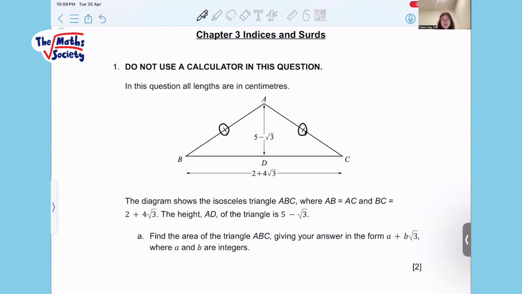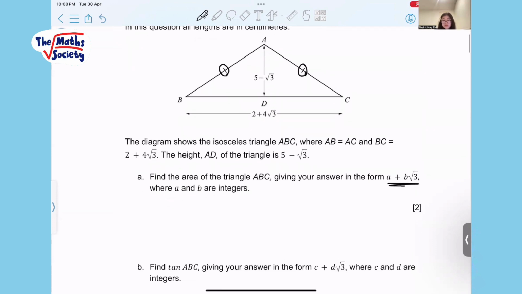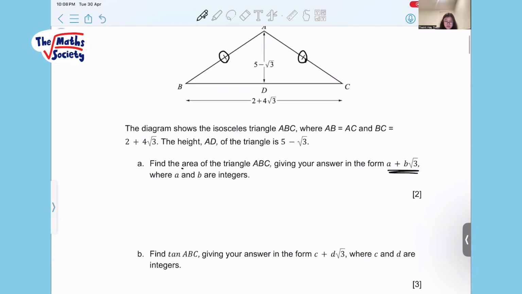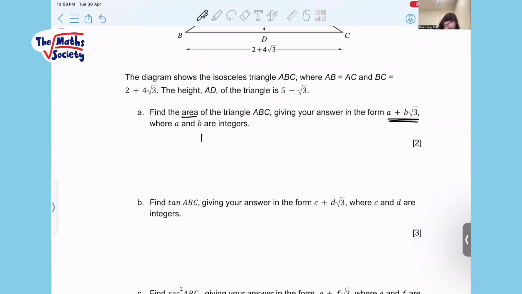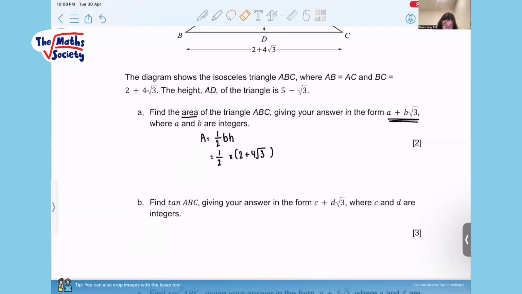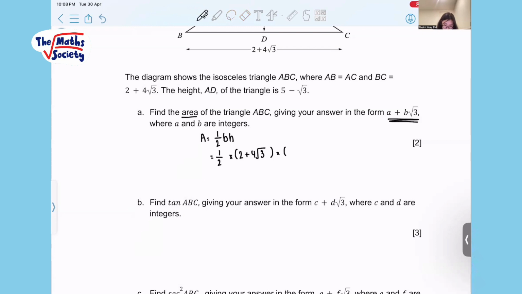So the first question is to find the area of the triangle ABC and give the answer in the form A plus B root 3, where A and B have to be integers. To find the area, we just need to multiply them, right? We know the formula: area equals 1 by 2 base multiply height. The base is 2 plus 4 root 3, multiplied by the height, which is 5 minus root 3.